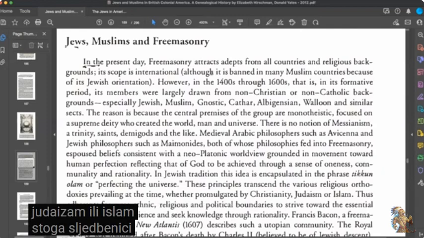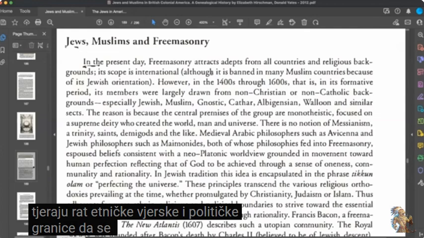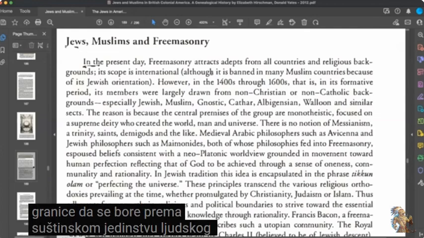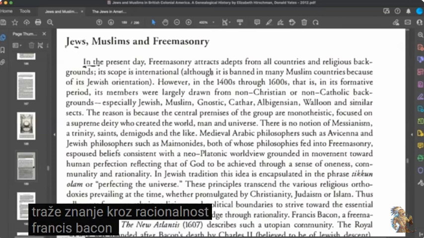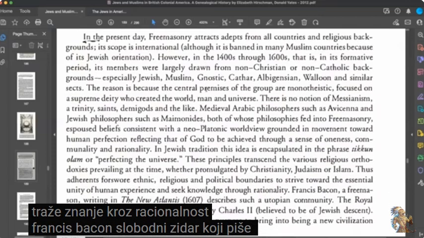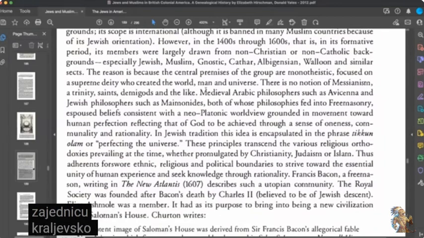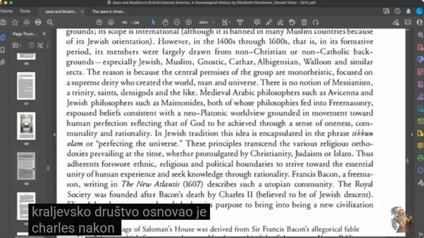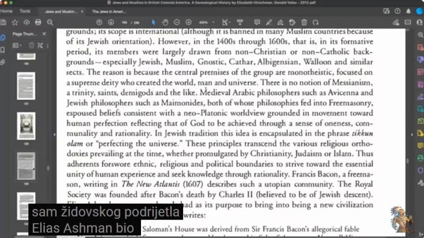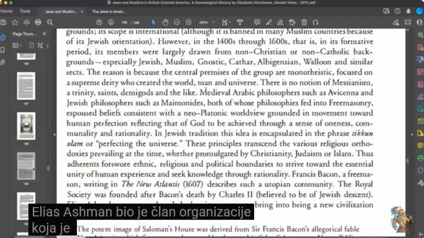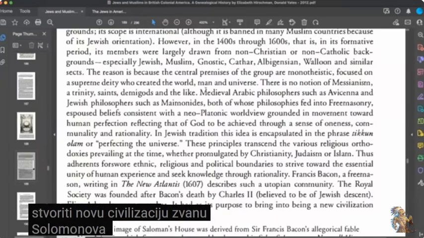Thus, adherents forswore ethnic, religious, and political boundaries to strive toward the essential unity of human experience and seek knowledge through rationality. Francis Bacon, a Freemason writing in the New Atlantis, describes such a utopian community. The Royal Society was founded after Bacon's death by Charles II, believed to be of Jewish descent. Elias Ashmole was a member. It had as its purpose to bring into being a new civilization called Solomon's House.